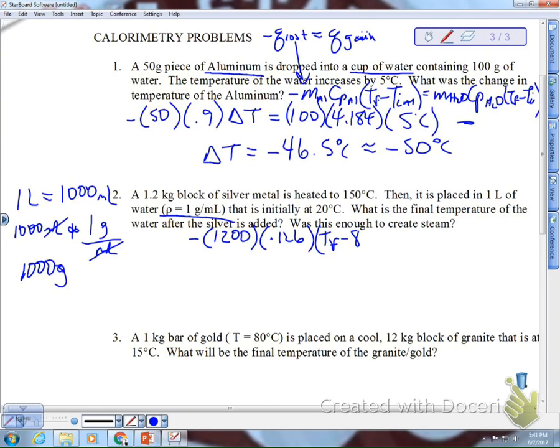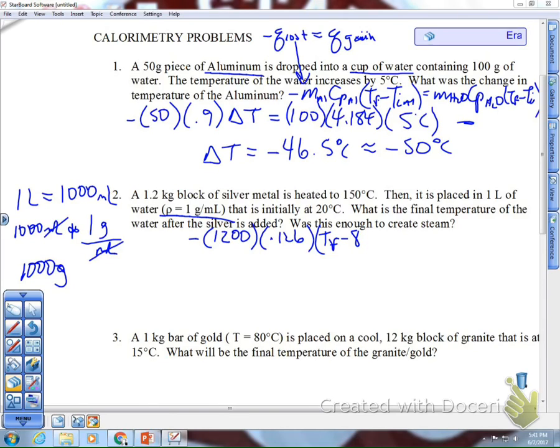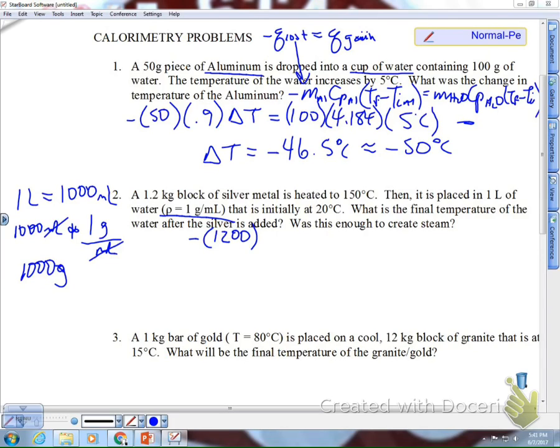150. I wrote the wrong number down. Let's fix that. And I also wrote the wrong specific heat down, so let's fix that. Alright, let's try that again. From the table, the specific heat is 0.233. And we are still trying to find TF, starting from 150.